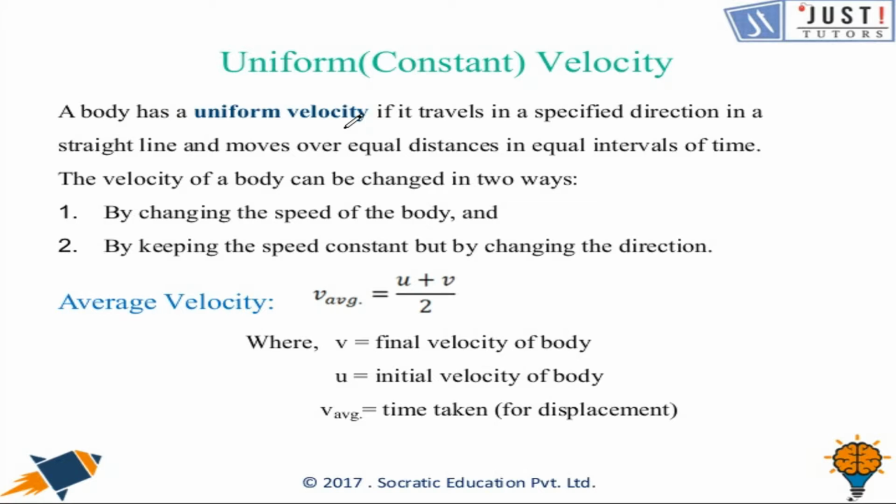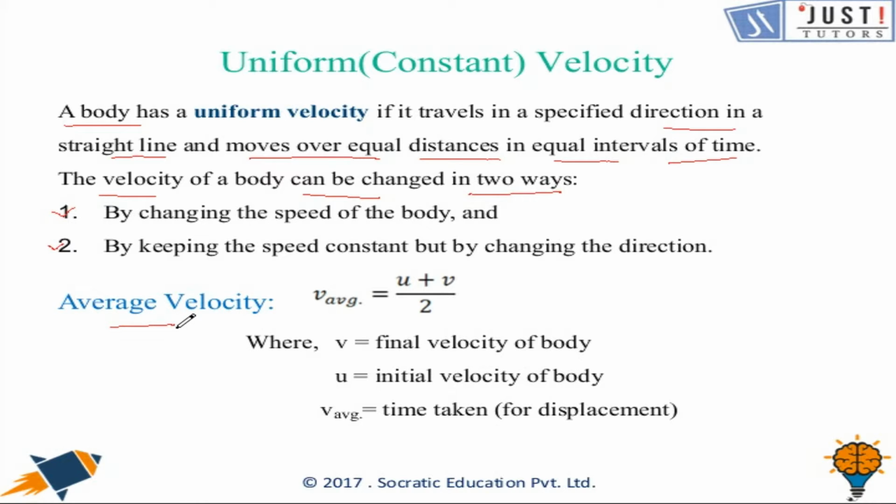Now, uniform velocity. A body has a uniform velocity if it travels in a specified direction in a straight line and moves over equal distances in equal intervals of time. The velocity of a body can be changed in two ways. The very first is by changing the speed of the body, or by keeping the speed constant but changing the direction.